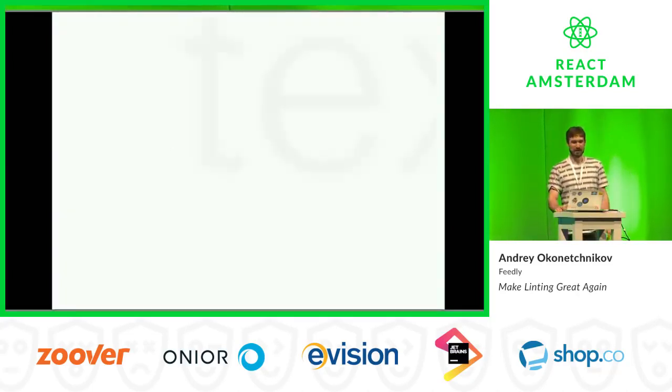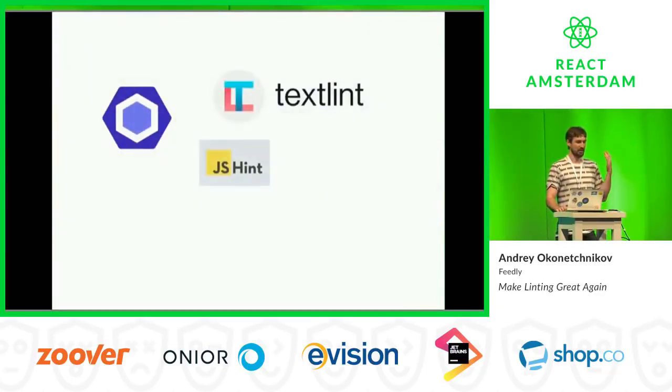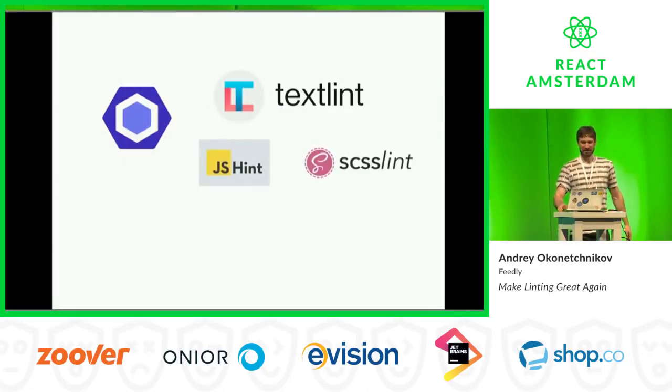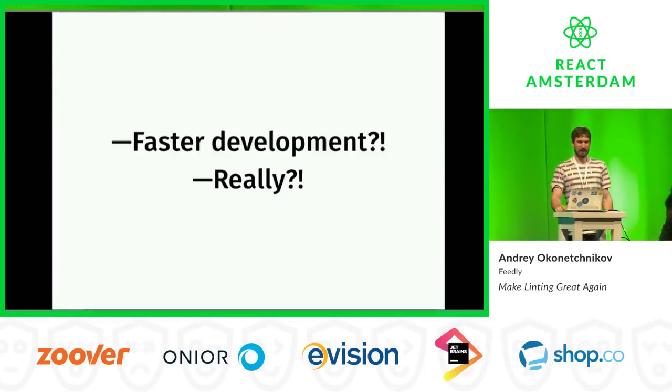So how to lint, right? There are plenty of tools, from TextLint to ESLint, which I love, and if you're old-fashioned, JSLint, SCSS-Lint, JSON Lint even, or the really cool stylelint tool for CSS linting. So it's up to you, up to your project, up to your needs. There are lots of linting tools that will help make your code better or even text better. But does it really make us faster?